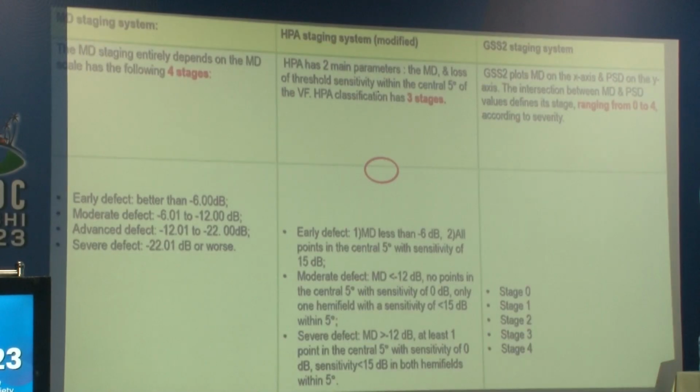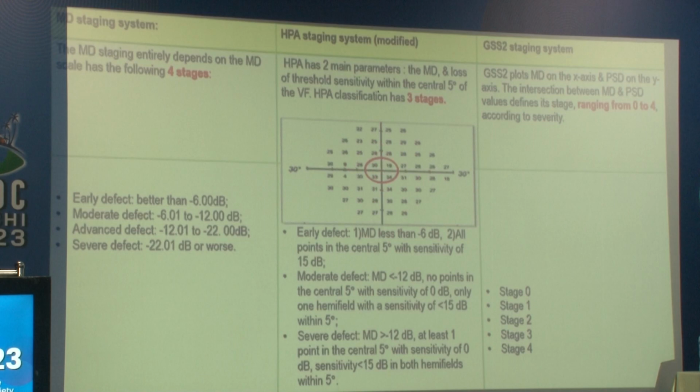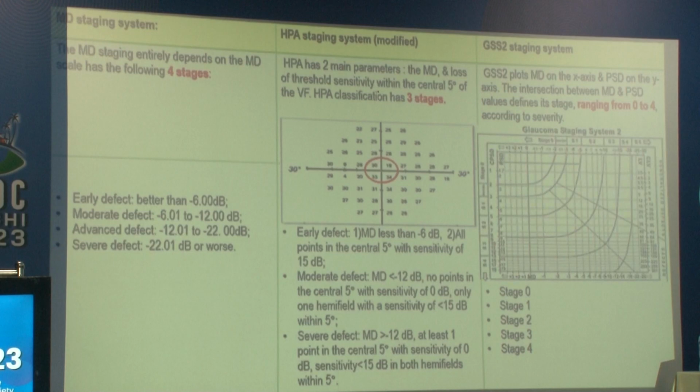Now, these are all the staging systems. The mean deviation staging system depends entirely on the mean deviation scale and has four stages. We adopted the modified Hodapp-Parrish-Anderson system, which has two main parameters: the mean deviation and the loss of threshold sensitivity within the central 5 degrees of the visual field. HPA classification has three stages. GSS2 plots the mean deviation on the x-axis and pattern standard deviation on the y-axis. The intersection between mean deviation and pattern standard deviation defines its stage, ranging from 0 to 4 according to severity.